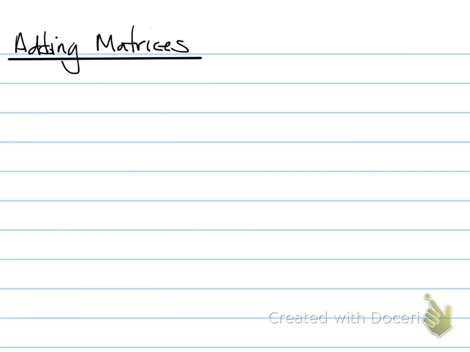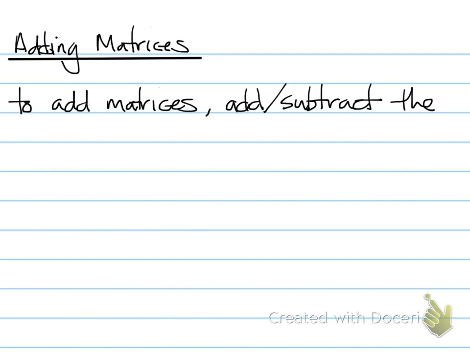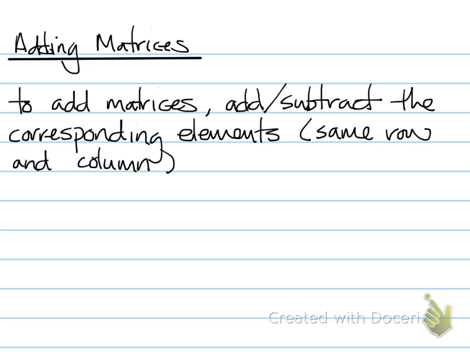All right, so let's start with adding matrices. To add matrices, you simply add or subtract the corresponding elements in each matrix. So we're going to add the row and column to the corresponding row and column of the other matrix.